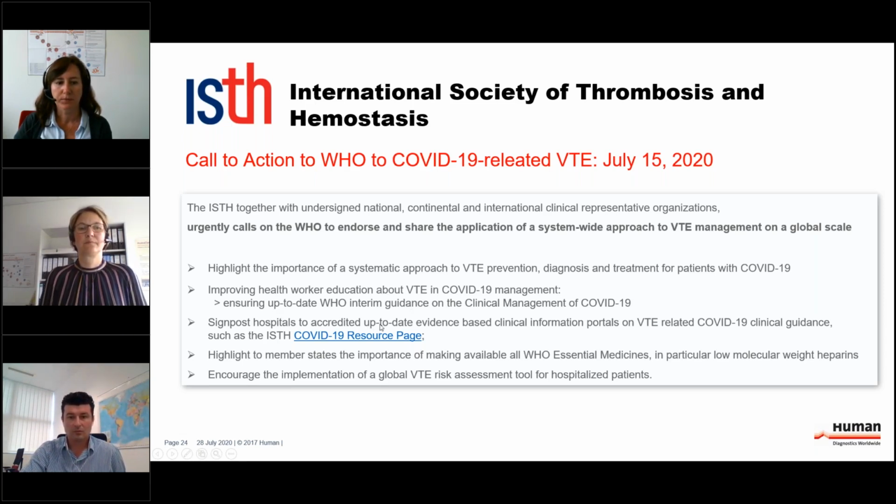Signpost hospitals should be accredited to an evidence-based clinical information system, for example, like the COVID-19 resource page on the ISTH. And they highlight to member states the importance of making available all WHO essential medicines, in particular low molecular weight heparin, as this is not given at the moment. And they encourage the implementation of a global VTE risk assessment tool for hospitalized patients.